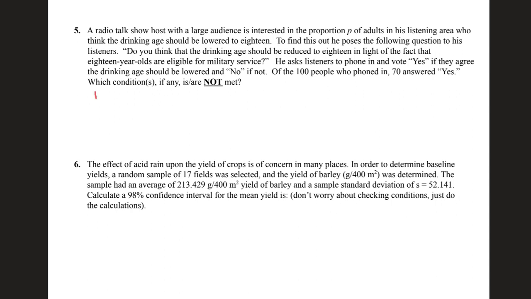So let's just go through the 3 conditions. The first condition is the independence condition: big N is greater than or equal to 10n. In this case, big N represents the population, which would be all listeners. It's greater than or equal to 10n. So 100 is our sample, so that's 1,000. It does say that we have a large audience, so that's reasonable to assume.